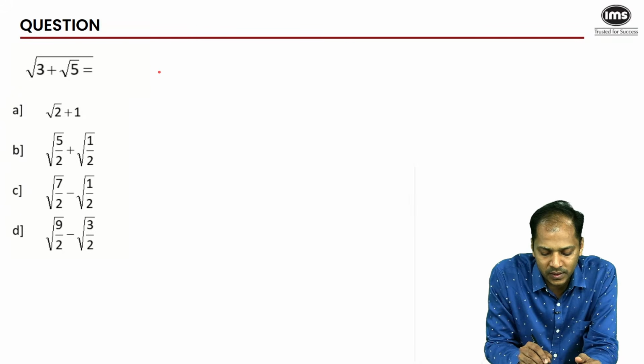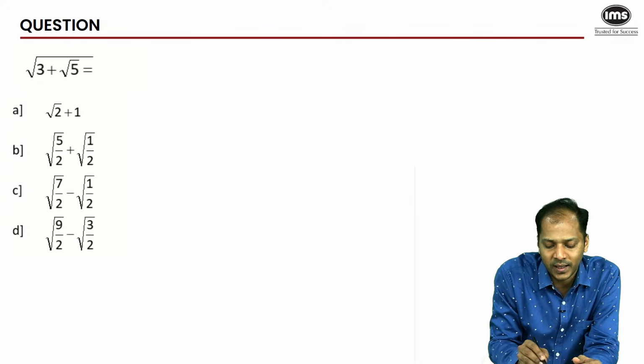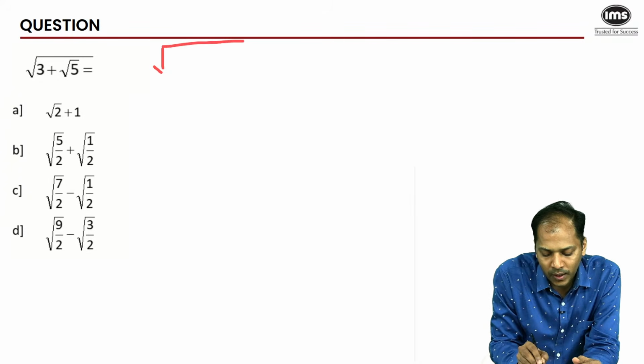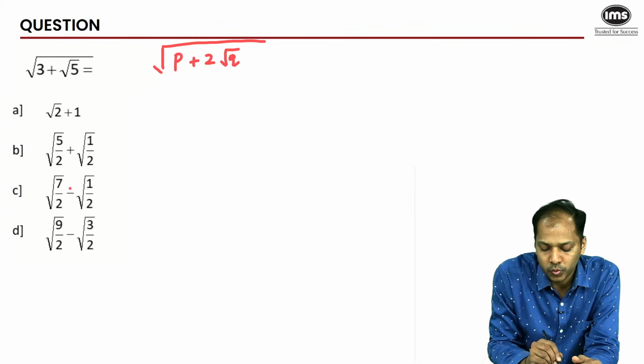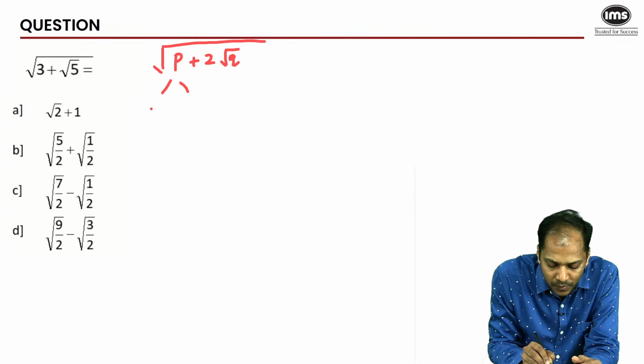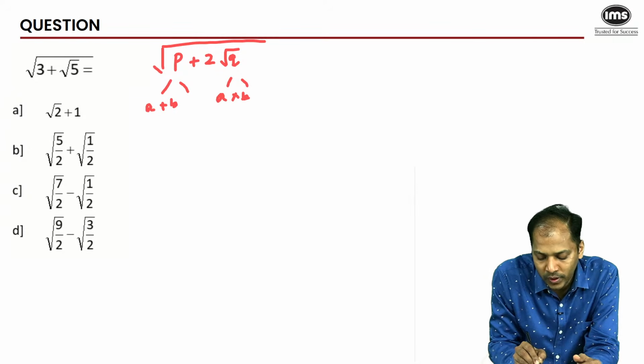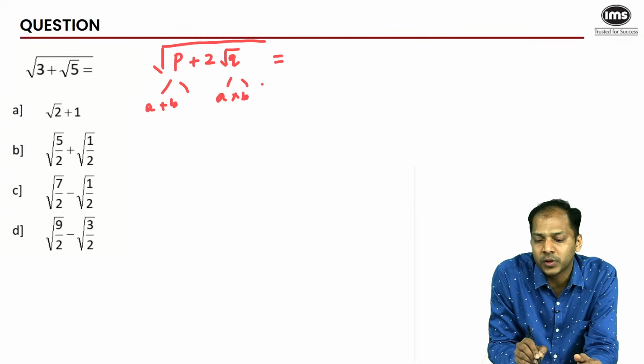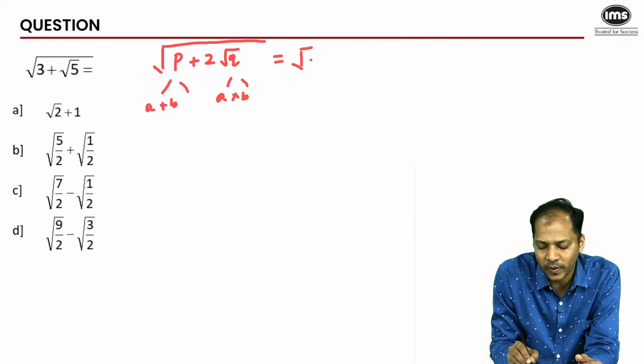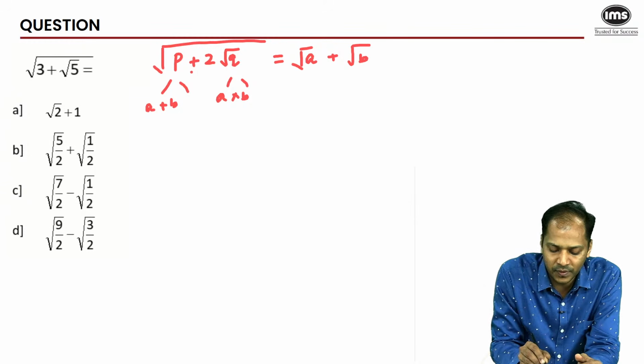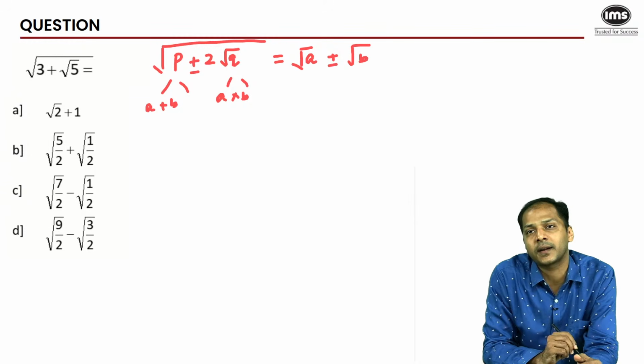The method of solving is, just like quadratic equations, if you have under root of p plus 2 root q, and if you are able to split this number as a plus b and this number as a into b, just like you do it in quadratic, right? If you are able to do this, then the answer to such questions is root of a plus root of b. Okay, if there's a minus sign over here, here also you'll get a minus sign.